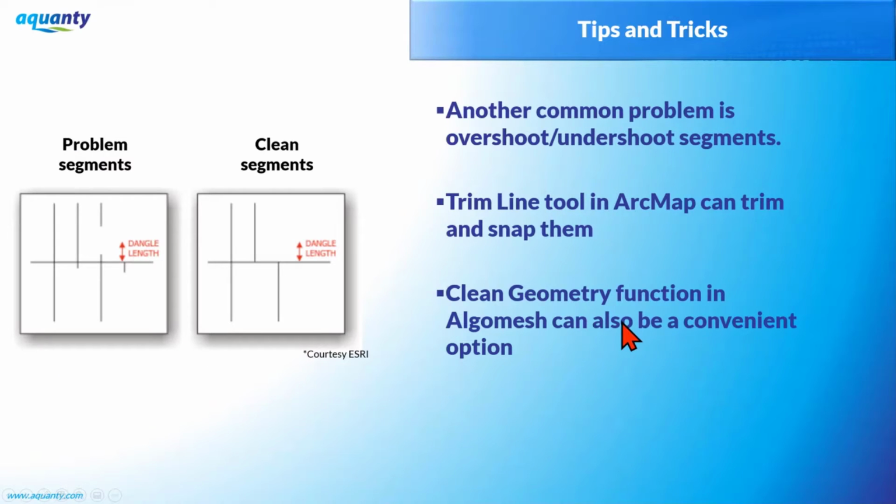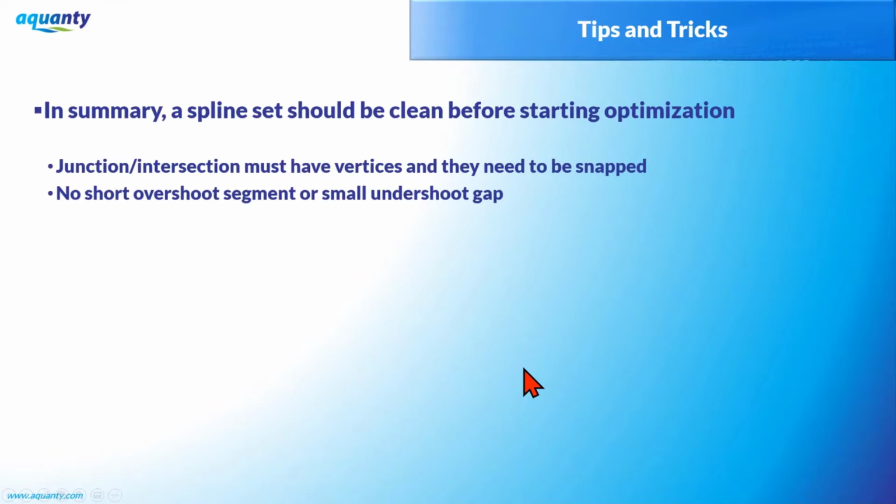Another common problem that we'll see coming up is where there are small overshoots or undershoots. The trimline tool can be quite useful for fixing these. You can get rid of small dangles in your data set. If you don't have access to some of these GIS functions, you can try using the clean geometry function in AlgoMesh. That can also get rid of small segments. You would just set a threshold within this tool, and it would attempt to clean those lines for you.